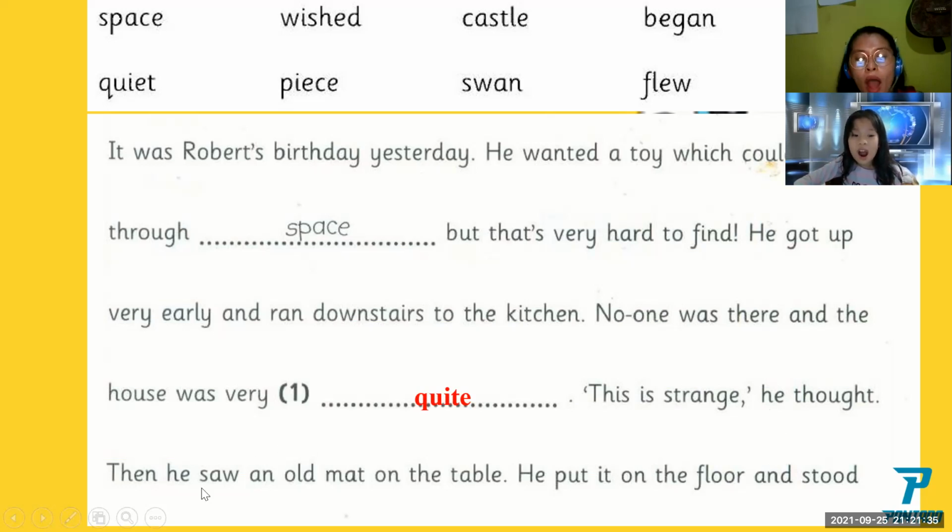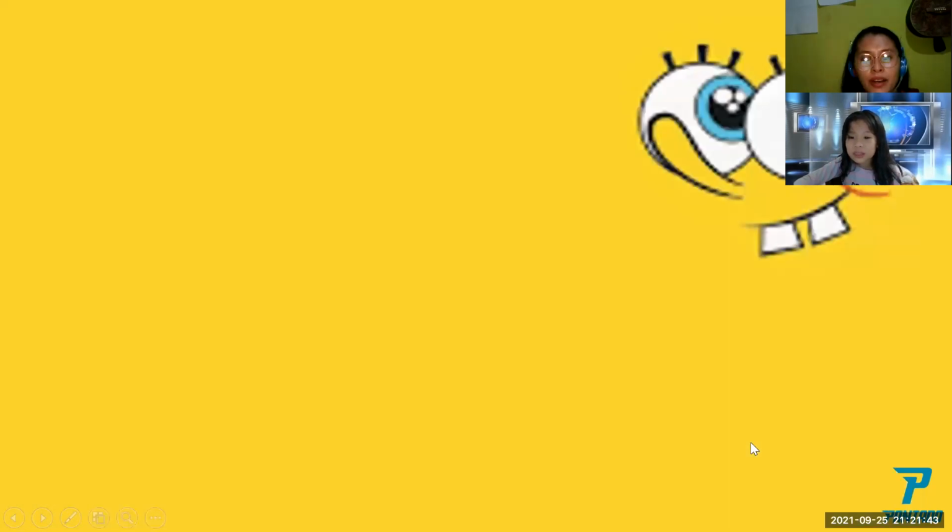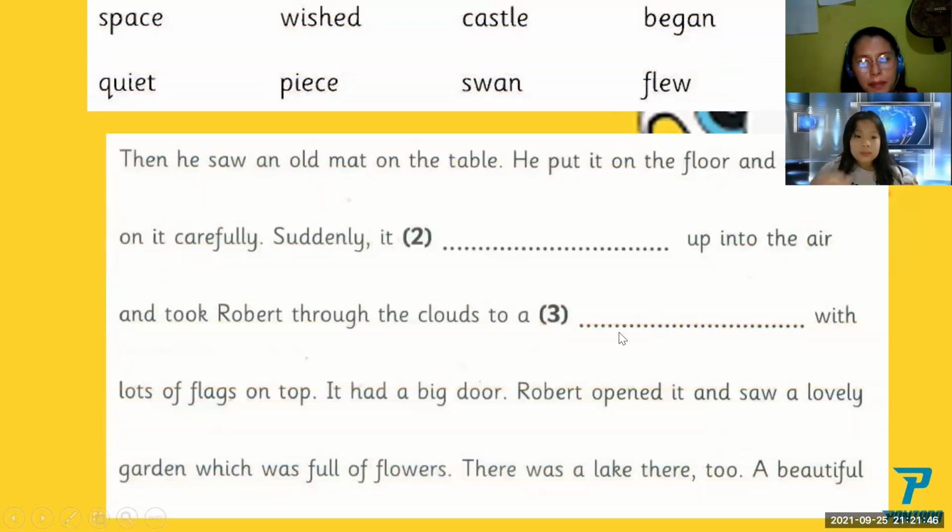Then he saw an old mat on the table. He put it on the floor and stood. Okay, so he put it on the floor and stood. And after that, suddenly it went up into the air. You know what is a mat? He stood on the mat, then suddenly the mat went up into the air.